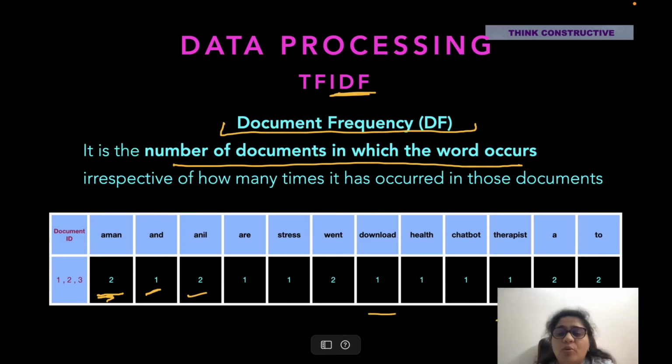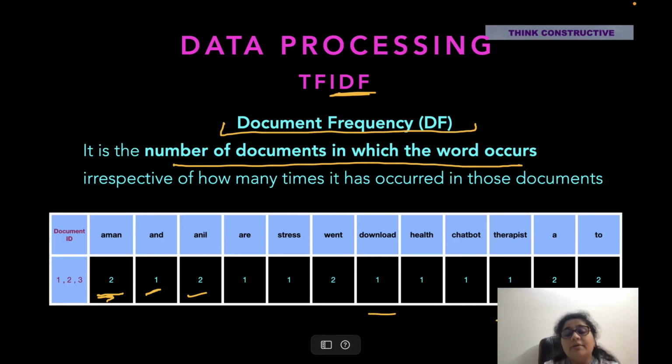The important point to understand for document frequency is in how many documents the word occurs. That counting is called document frequency. And it does not matter how many times that word occurs in a particular document.